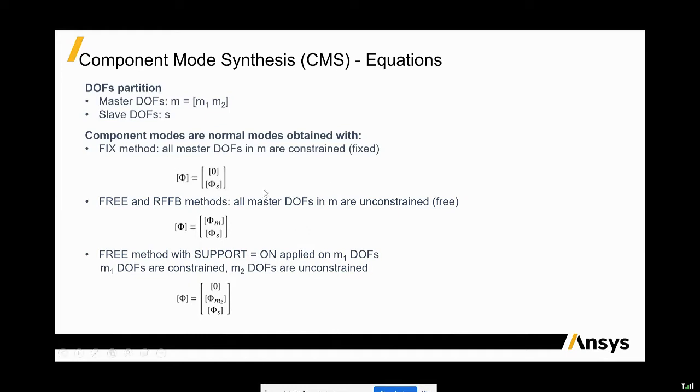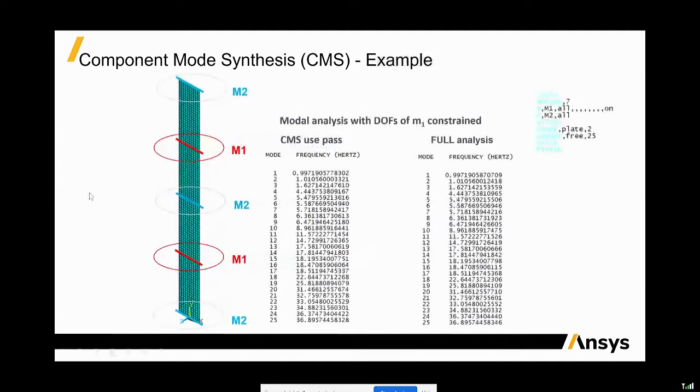So pretty nice. And here's an example. The full analysis is on the right side. The CMS use pass is on the left side. And you can see that what we've defined is nodes along kind of the middle here that we're getting results for. And so we've got M1 and M2 are the traditional ones that we would normally get. And we get almost the same answer, right? It's pretty dang close. So definitely give that a shot. It should run faster and give you good results.